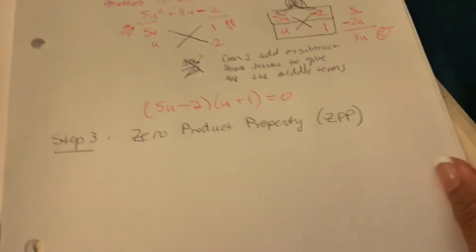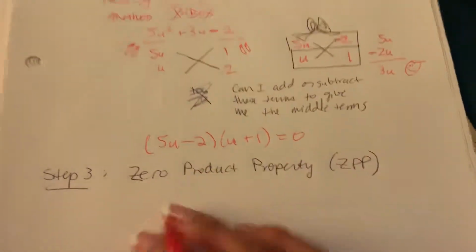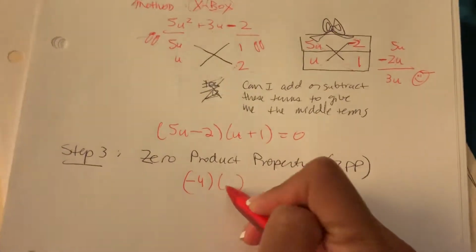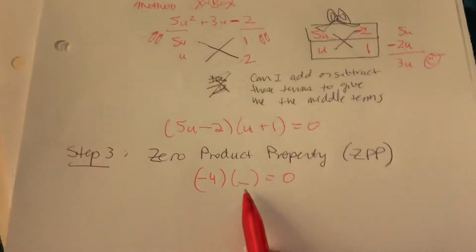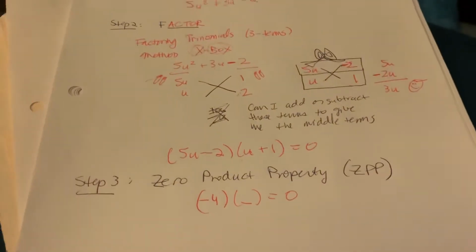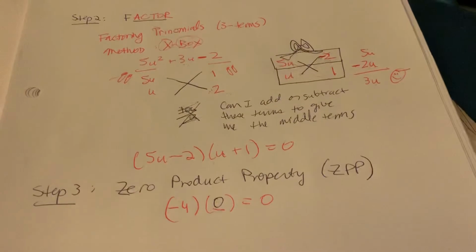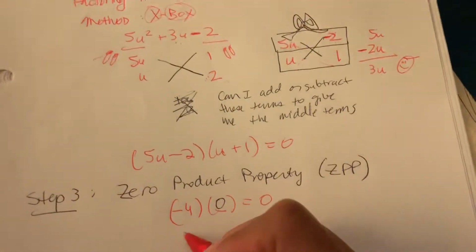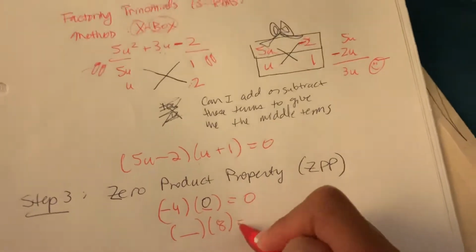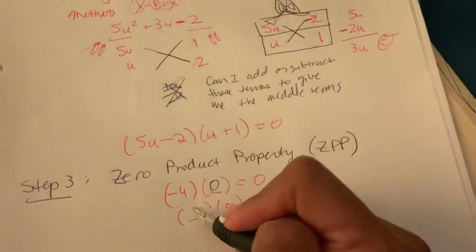ZPP. So the ZPP property says that if you have a number, say negative 4 times blank is equal to 0, what must be in this blank? This blank has to be 0. Right? In order for this equation to equal 0, this has to be 0. So what if I said, well, what if blank times 8 is equal to 0? What goes in that blank? And that answer is 0.